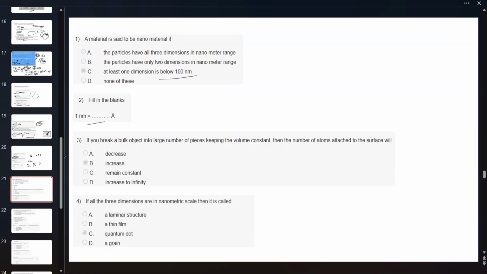Angstrom. The nanometer is 10 to the power minus 9 meters. We just saw that. One angstrom is 10 to the power minus 10 meters. If you just divide these two, 1 nanometer is 10 angstroms.